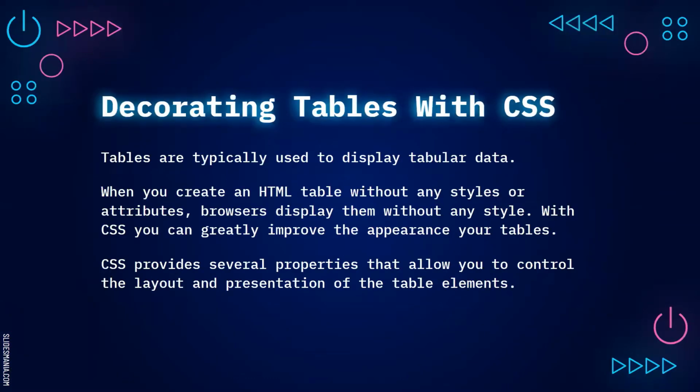So tables are typically used to display tabular data. They have cells, rows, and columns. That's what a table is. When you create an HTML table without any styles or attributes, browsers display it without any style, and it's very boring. There's no color, there's no variety, there's nothing. With CSS, you can greatly improve the appearance of your tables.